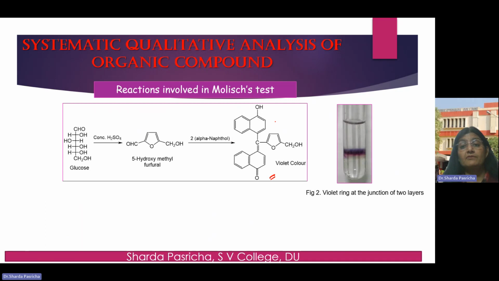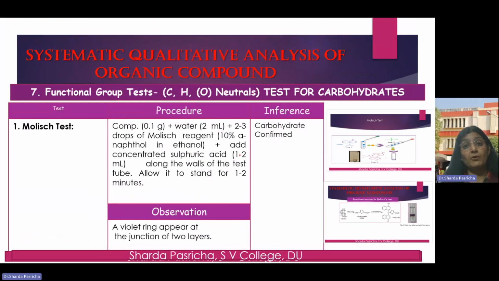This is the species which is formed by the condensation reaction of 2 units of alpha naphthol with 1 unit of 5-hydroxymethyl furfuryl. And that is how you will get this violet coloration at the junction of the two layers. This is the aqueous layer. This is your concentrated sulfuric acid at the bottom, which appears somewhat greenish in color. Okay, so that is your group test for carbohydrate. If the group test is positive, you will go on to do the other special tests for carbohydrates.